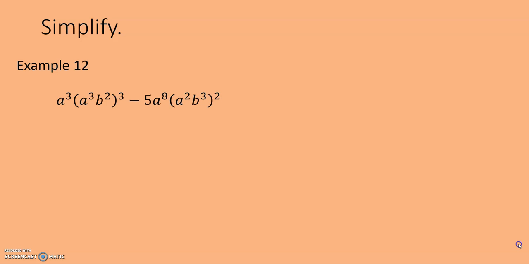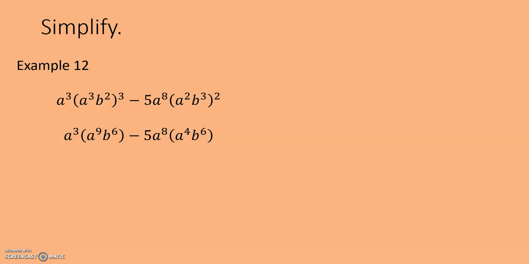And example 12, a to the 3rd times a to the 3rd b squared to the 3rd power minus 5a to the 8th times a squared b to the 3rd squared. Be careful that the exponent outside the parentheses only goes to the things inside the parentheses that it's around.